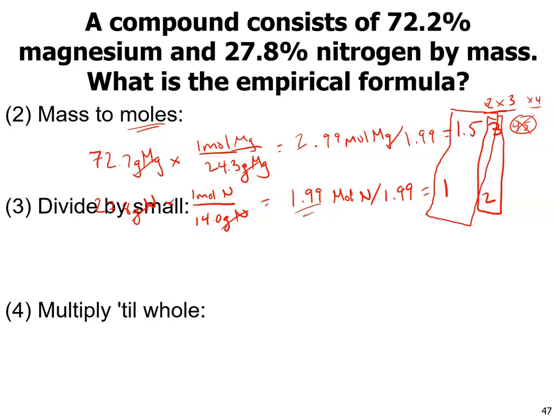Those numbers then tell us how many atoms are in that empirical formula. So for this, we have magnesium and we have nitrogen. The magnesium number is a 3, and the nitrogen number will be a 2. So this is our empirical formula for our magnesium nitride compound that we are talking about in this question.